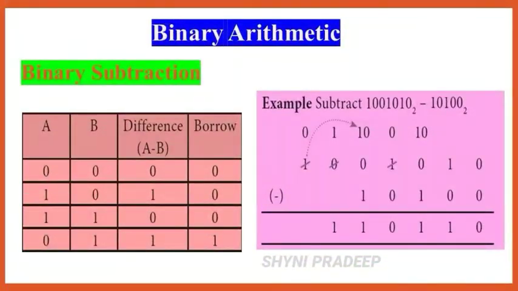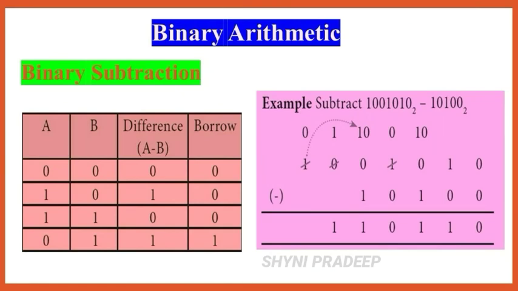Next topic is binary subtraction. Here 0 minus 0 is 0 and borrow no. 1 minus 0 is 1, borrow no. And 1 minus 1 is 0, no borrow. 0 minus 1 means difference 1 and borrow 1.